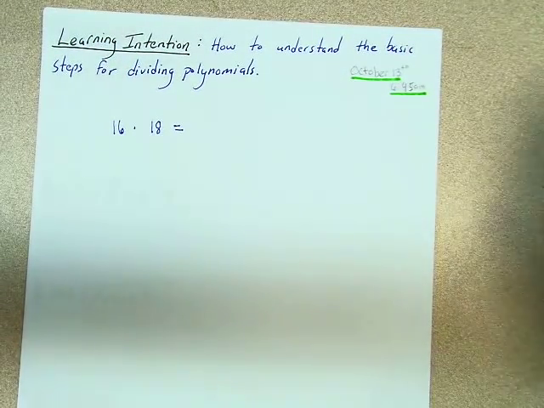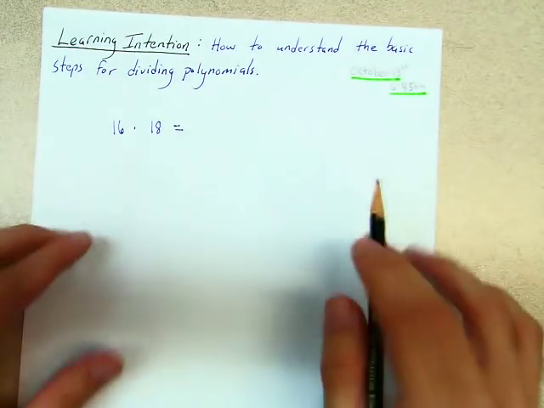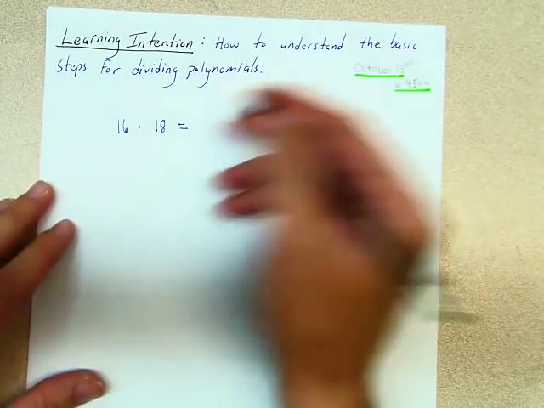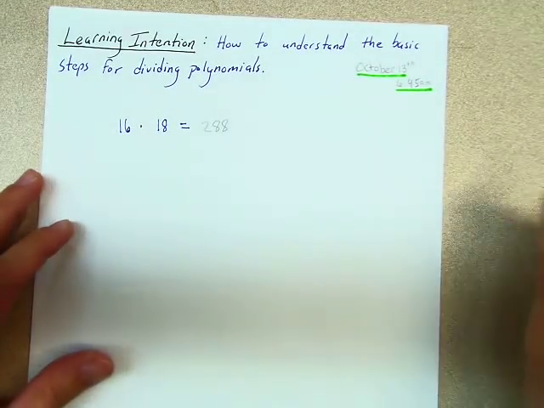So yesterday's class we talked about, we started off, what is 16 times 18? If you do the multiplication, you get 288, all right, 288.